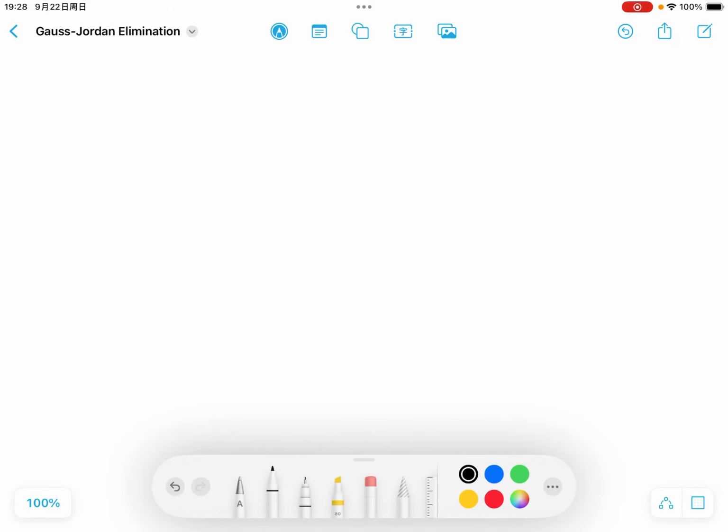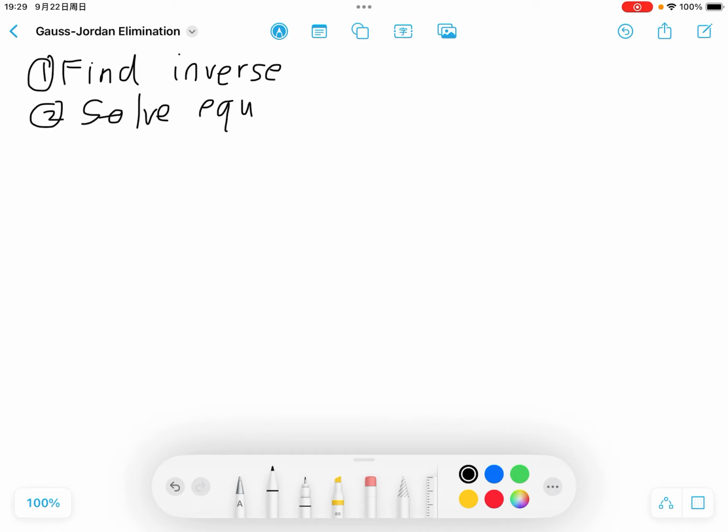Today we're going to talk about Gauss-Jordan elimination. Gauss-Jordan elimination is a method for matrices. We can use it to firstly find the inverse of a matrix. Secondly, we can use it to solve a system of linear equations. So, solve equations.